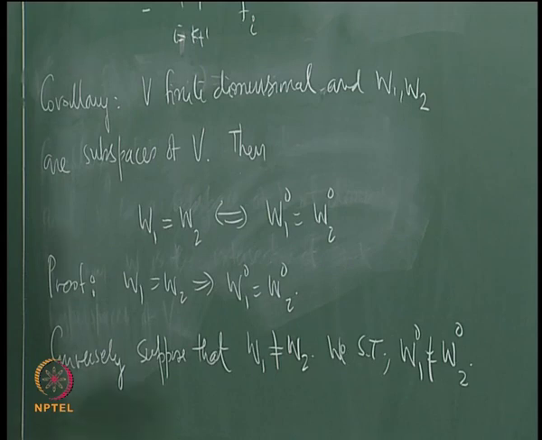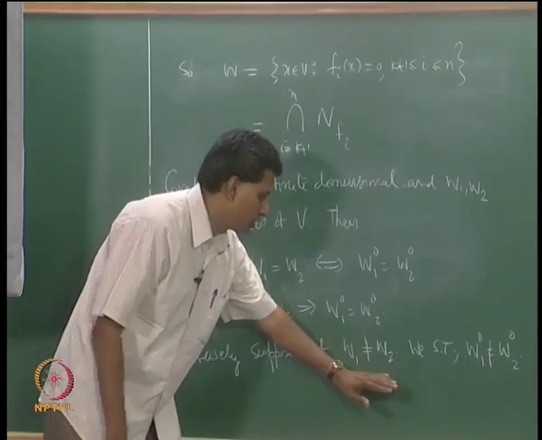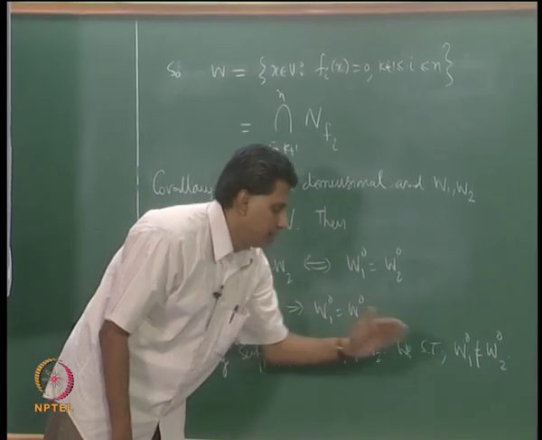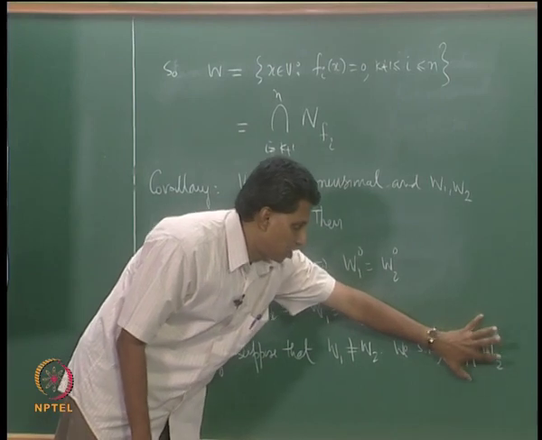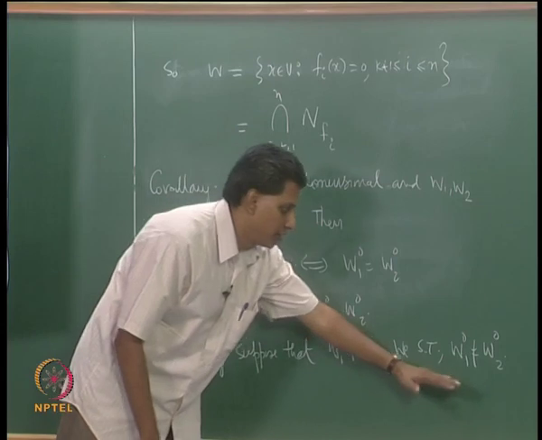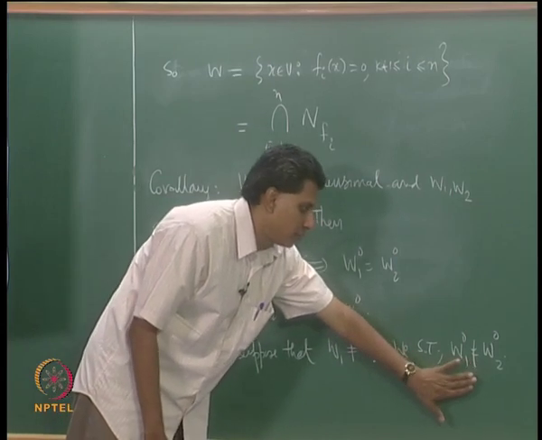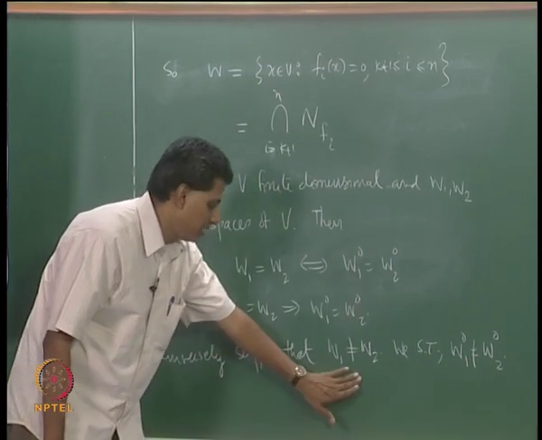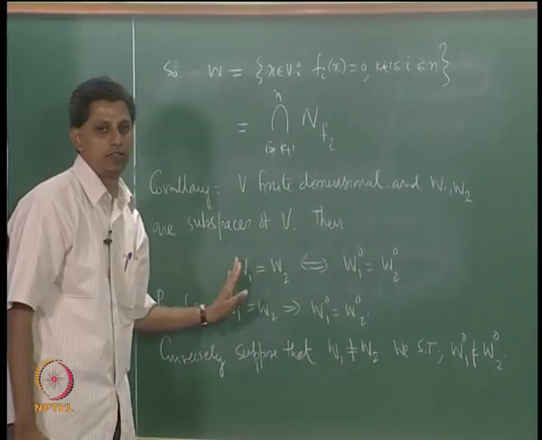If A implies B, then not B implies not A. That is what we are using. If statement A implies statement B, the negation of statement B implies the negation of statement A. So if we demonstrate W1 not equal to W2 implies this, then it follows that if this statement is not true, then the negation of this statement is true. So it follows that if this is not true, that is W1 0 is equal to W2 0 implies W1 is equal to W2, which is really the converse.